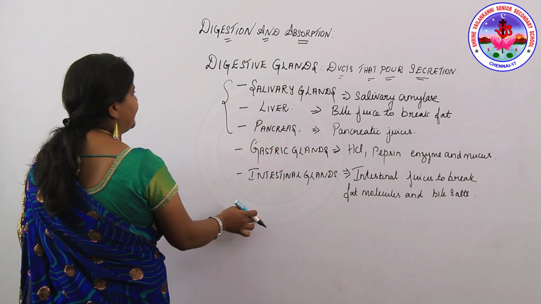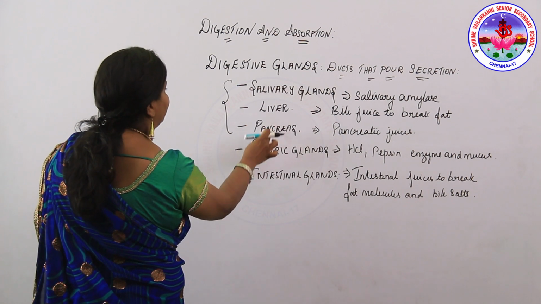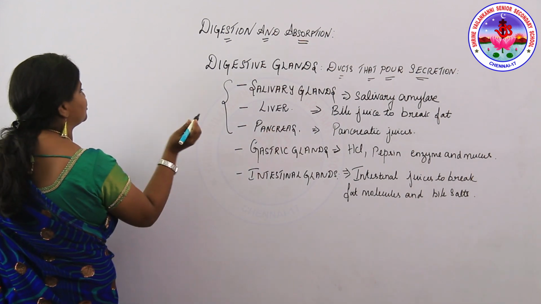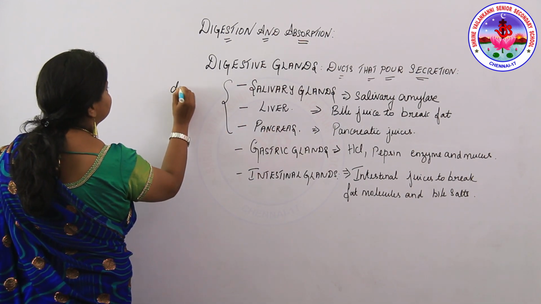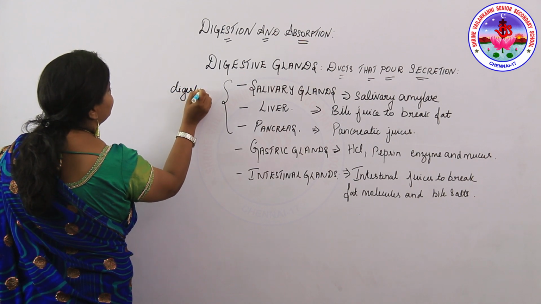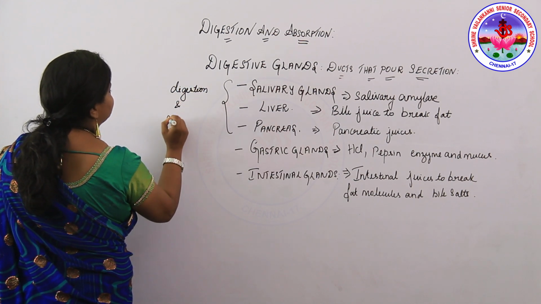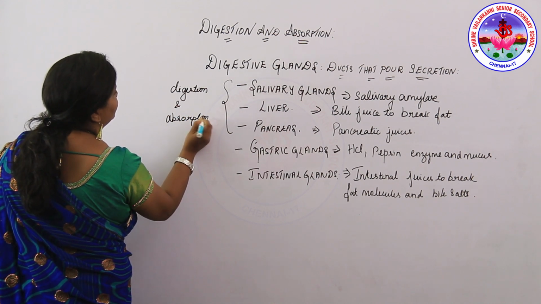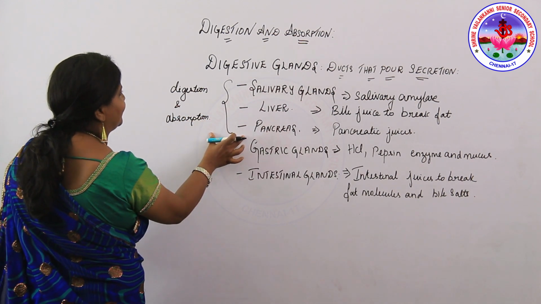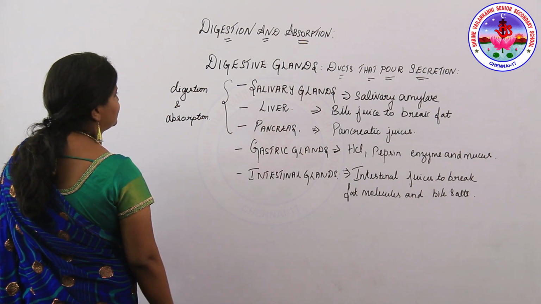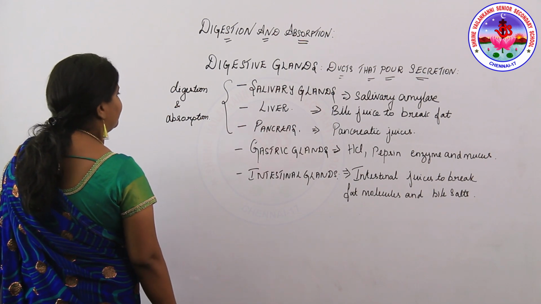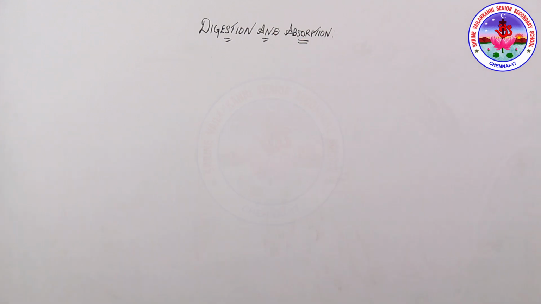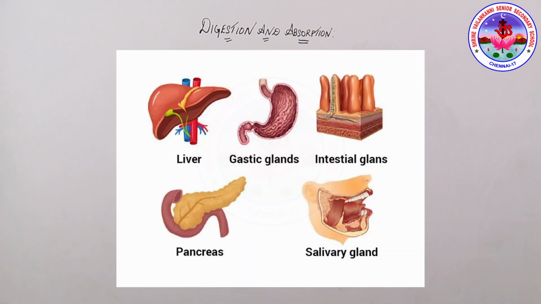Out of these, the salivary gland, liver and pancreas do the major functions, called digestion and absorption. These functions are done by the major associated glands, called the salivary gland, liver and pancreas. So the digestive glands associated with the alimentary canal include the salivary glands, liver and the pancreas.